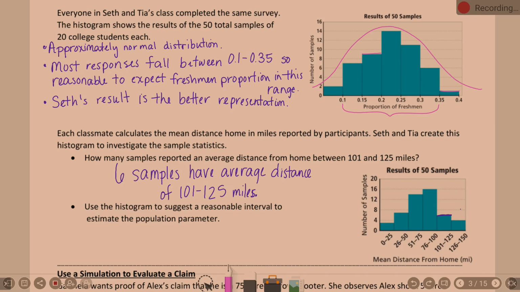Now we want to ask, use this histogram to suggest a reasonable interval to estimate the population parameter. So if we're using this data and we want to say that most students live this far away. Now, what I'm going to caution you of, we're not going to narrow it down too far. This is an average distance, and keep in mind, the highest average here goes up to 150. Didn't we have someone that was 800 miles away on Seth's list? So this is just an average.